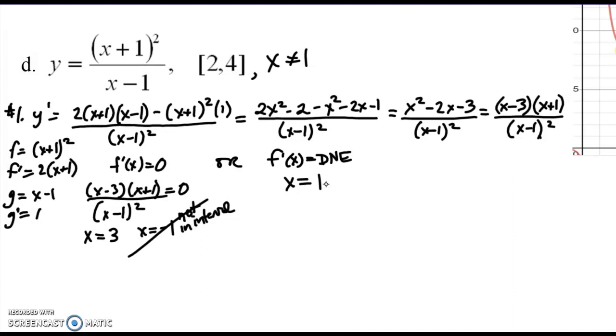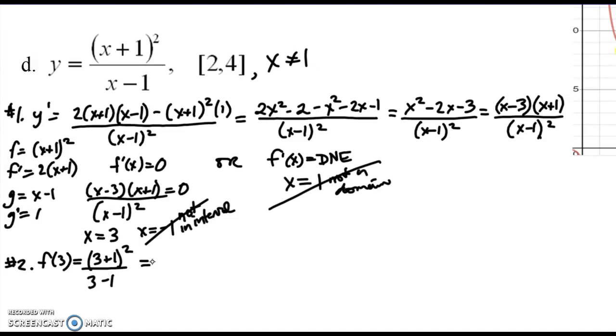Now, although we look up here and we see in the original function that positive 1 is not in the domain. There's this restriction here. So this is not in the domain, and therefore it is not included as a critical number. So we've got one critical number at x equals 3. So our step number 2 here, to evaluate the function at that critical number, will evaluate to 8.